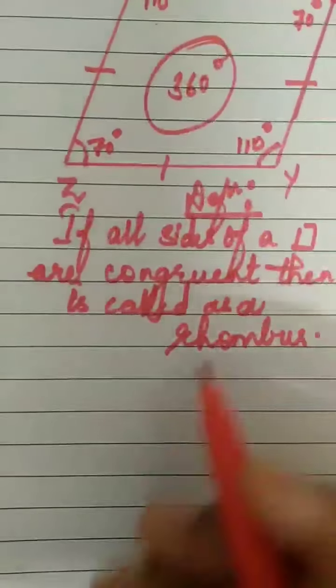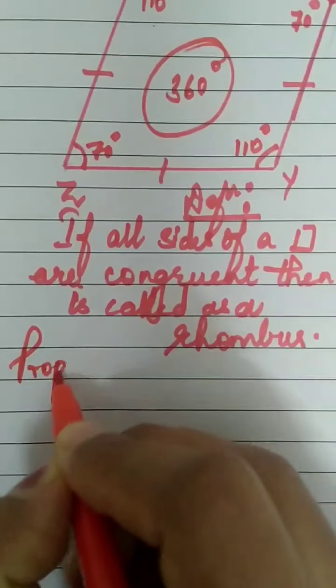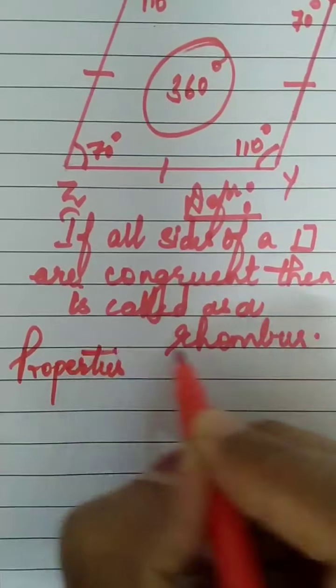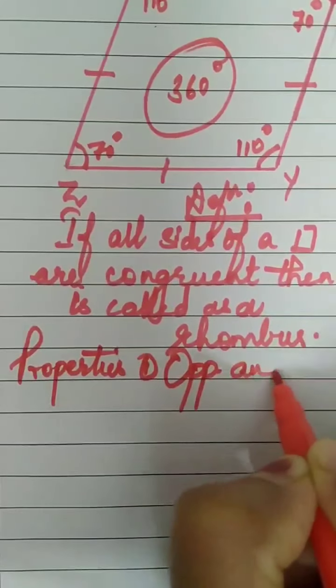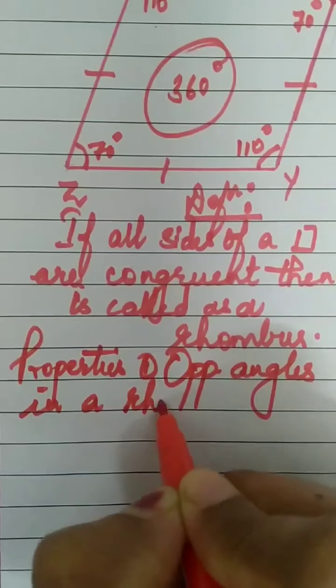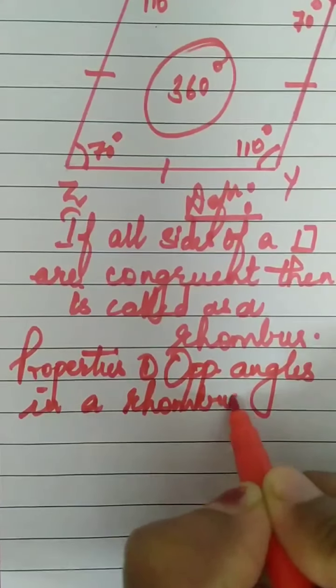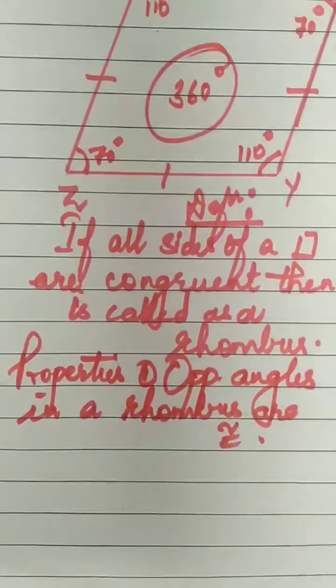Understood? So what is the first property of rhombus? Properties of rhombus. The first property is opposite angles in a rhombus are congruent. Opposite angles in a rhombus are congruent.